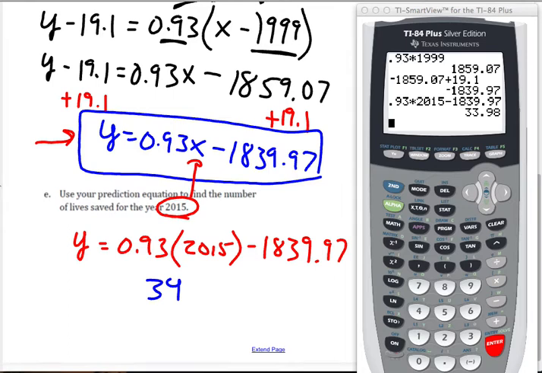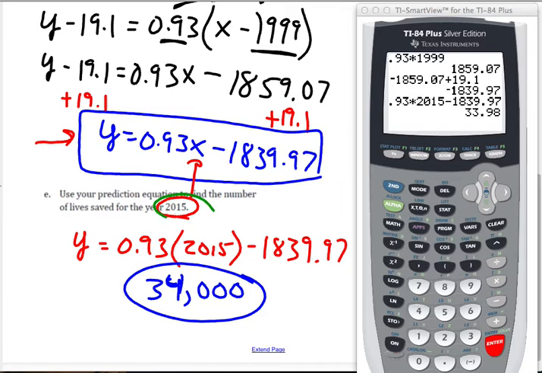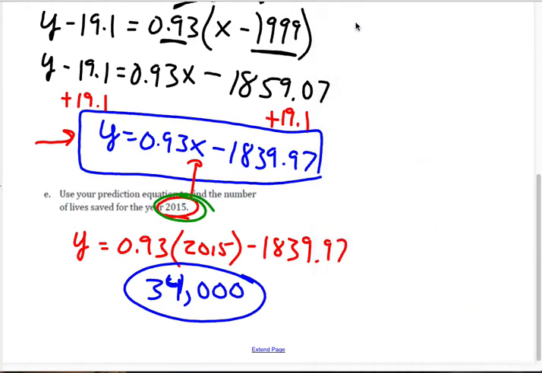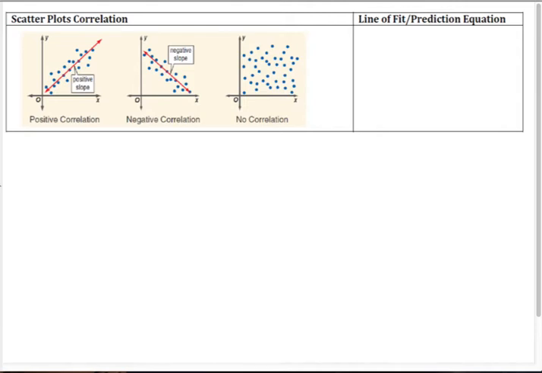No, it's per 1,000 on your table if you look at it. So we actually save, our answer is 34, but multiplying it by 1,000, it's 34,000. So there we go. That's writing prediction equations, and then actually making predictions with those given prediction equations. Okay. Let's move on to the next one.